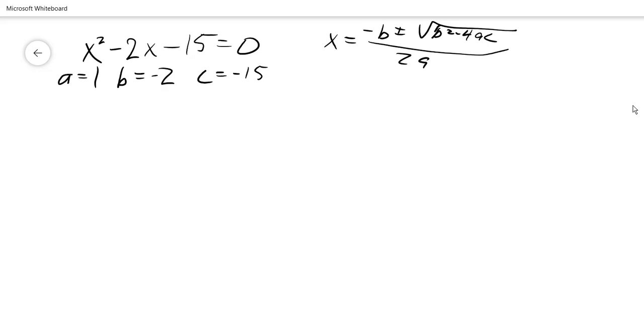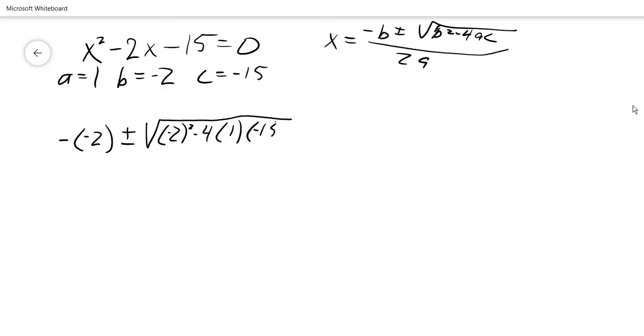Okay, so we're just going to fill in the blanks. Negative b. b happens to be a negative 2. Okay, that's going to turn positive. It's important to remember whenever you're replacing a letter with a number, put that number in parentheses, because sometimes it makes a huge difference. Sometimes it doesn't make any difference at all. This is not one of those times. Okay, b squared, that's negative 2 squared, minus 4 times a, which is 1, times c, which is negative 15. And this is all over 2 times a, which is 1.